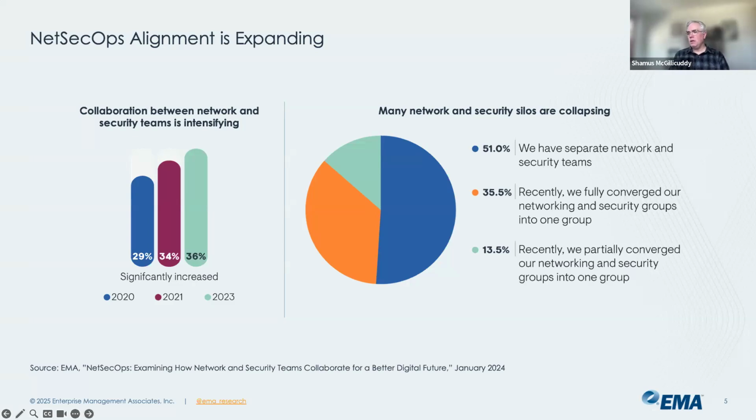And then a little less than 14% said recently we partially converged our groups, meaning they haven't brought the groups together, but maybe have a board of networking and security people making strategic decisions, or special projects groups working on things like secure access service edge, for instance, because it's a unified platform for networking and security, or building guardrails in the cloud, with networking and security working together on that.